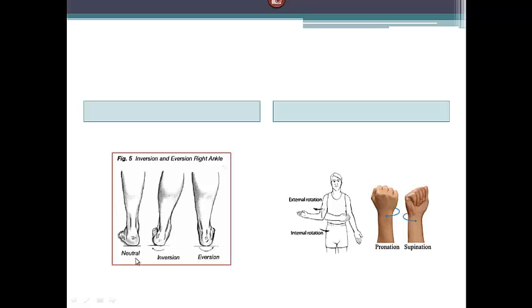So this is the neutral position. You have inversion and eversion. You have external rotation, and internal rotation is basically the movement towards the midline and outside of the midline. And pronation and supination, in this case, will be the wrist.